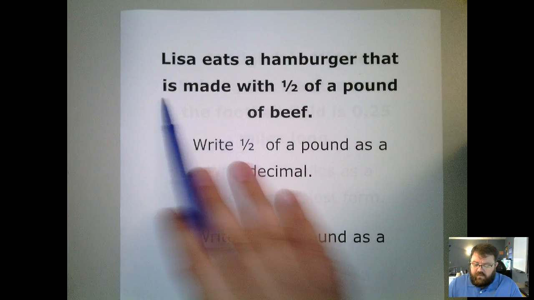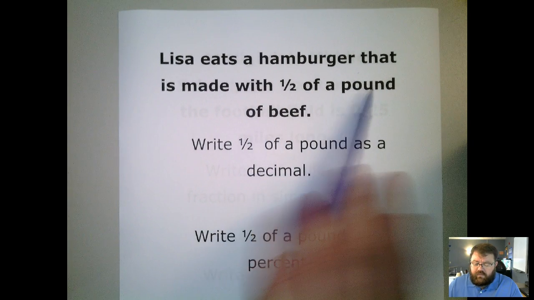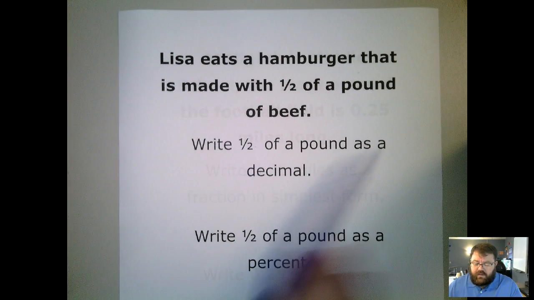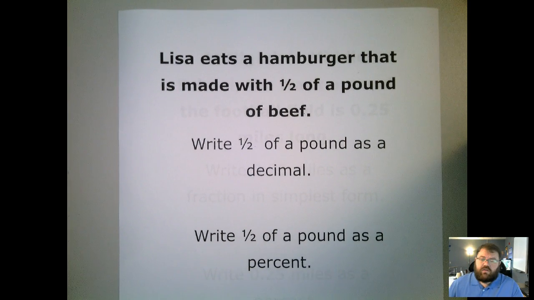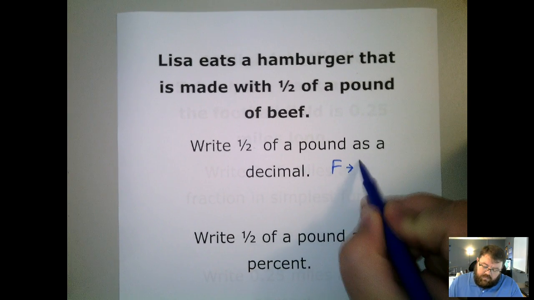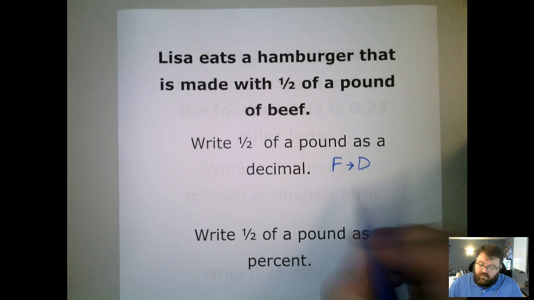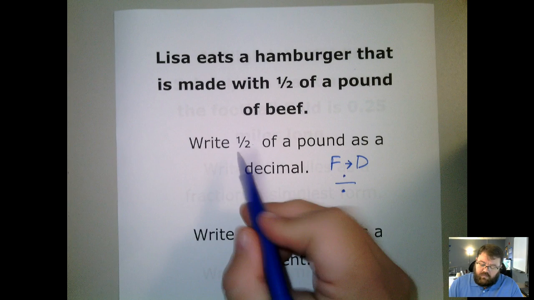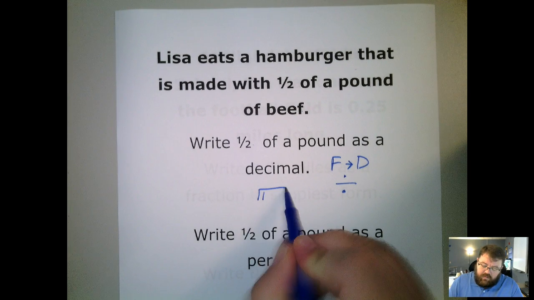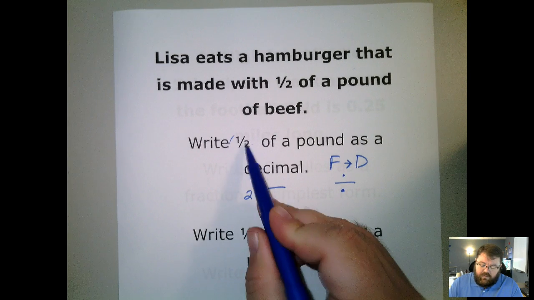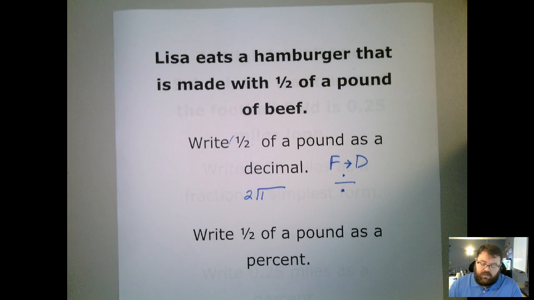Lisa eats a hamburger that is made of 1/2 of a pound of beef. Write 1/2 of a pound as a decimal. So here we're changing a fraction to a decimal, and we haven't done that yet. So fraction to decimal, all you do is divide. So I am going to divide 1 into 2. So the numerator goes inside the house, the denominator stays on the outside.